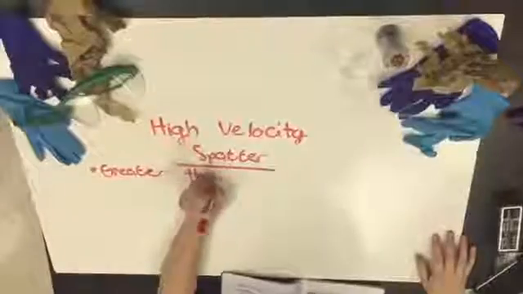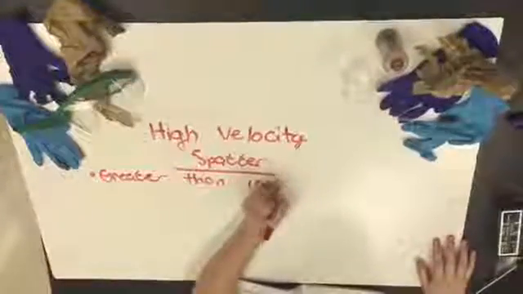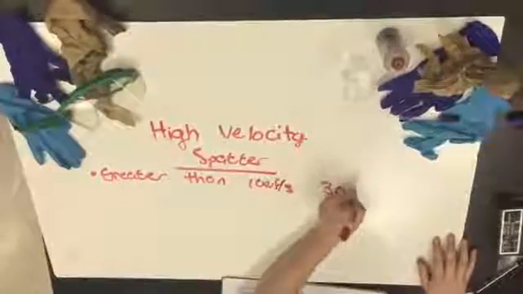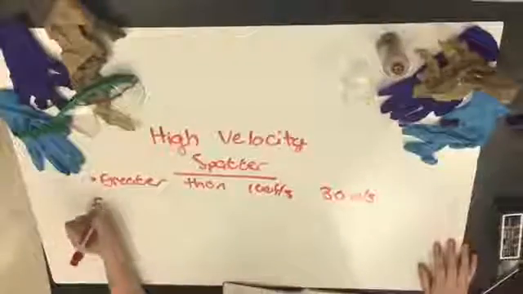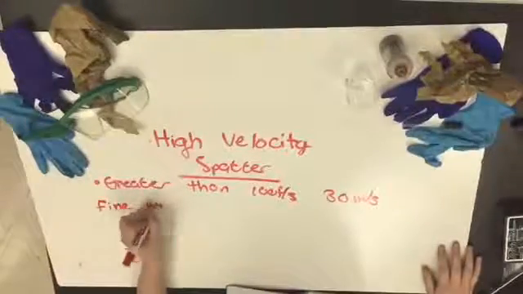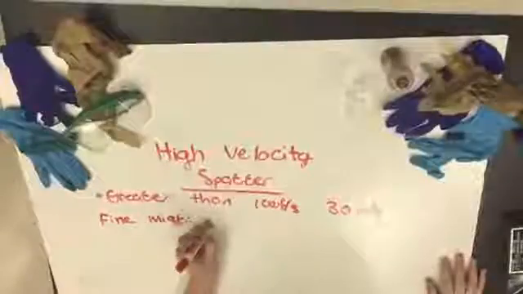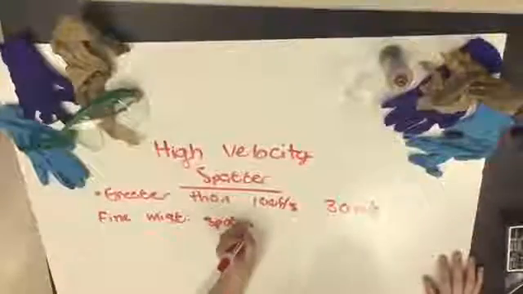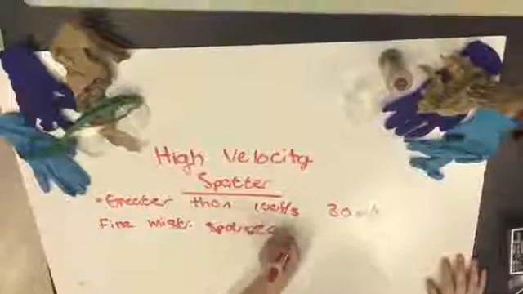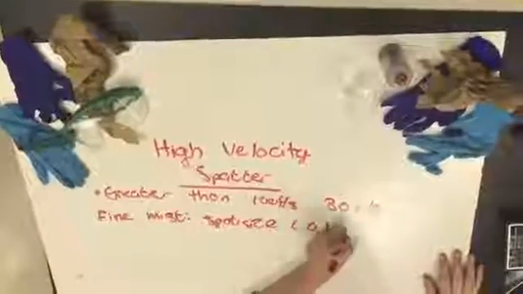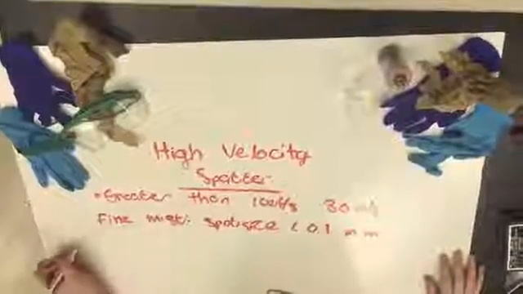High-velocity spatters are greater than 100 feet per second, around 30 meters per second, creating a fine mist with a spot size of 0.1 millimeters or less, created through a gunshot or high-speed machinery.